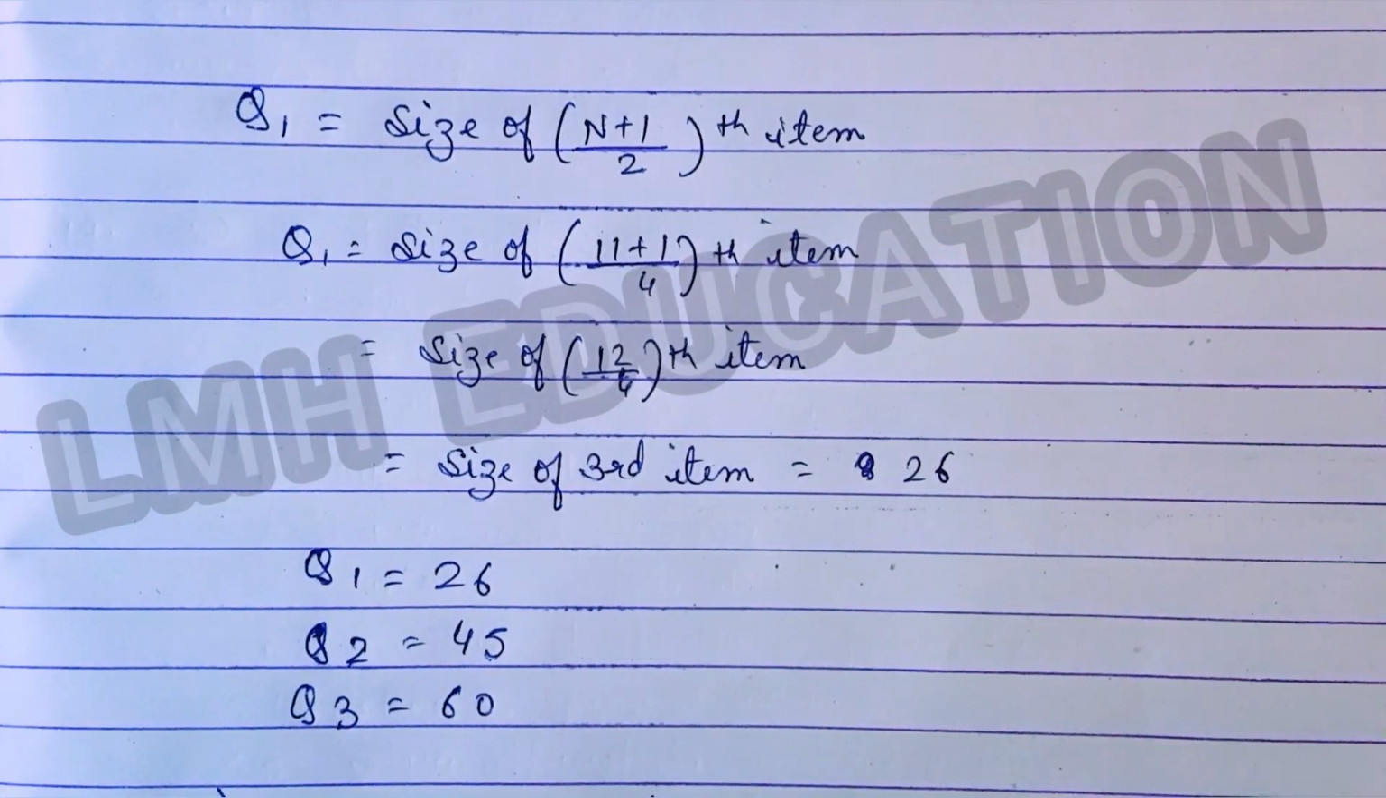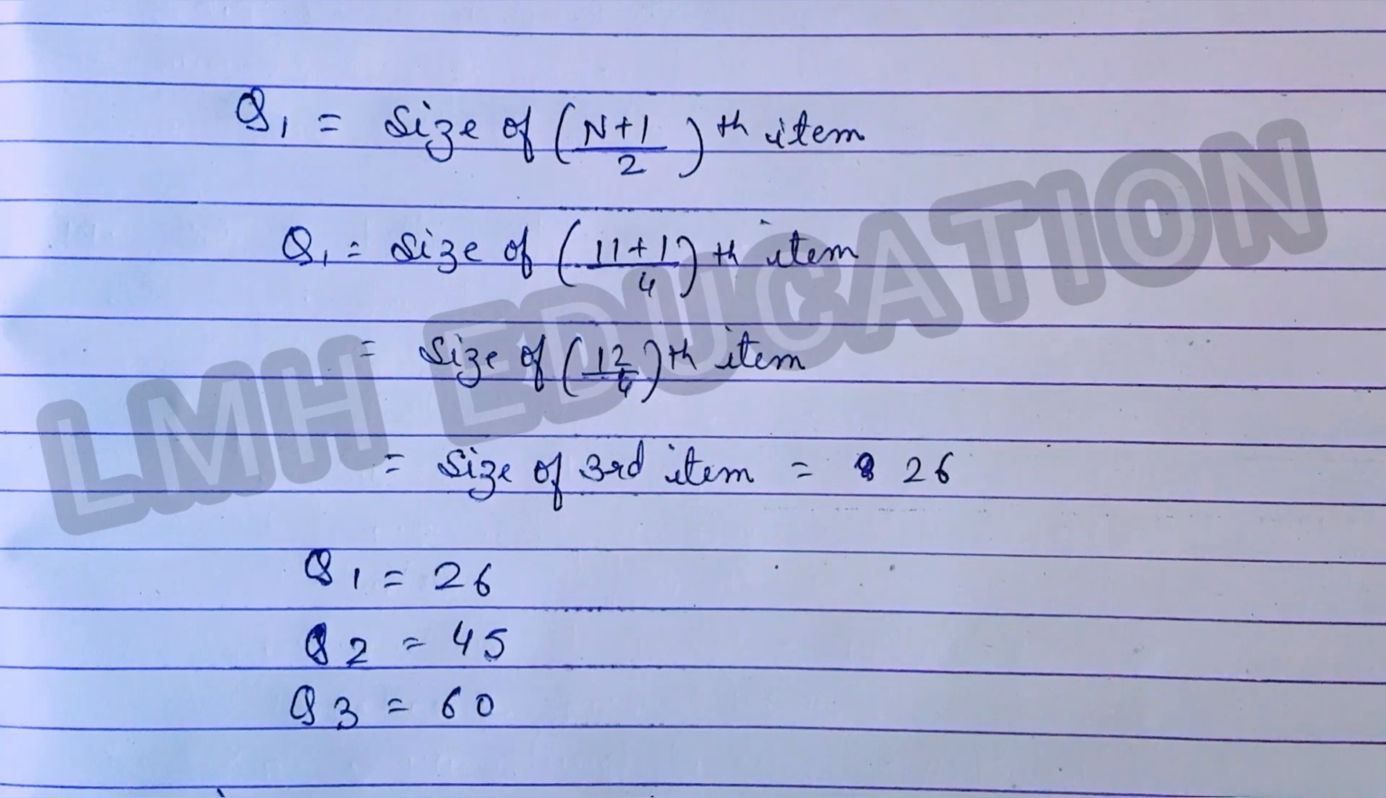So now you have to find first of all Q1. The formula of Q1 is size of (n plus 1) by 4 item. You have to write size of (11 plus 1) by 4, where 11 is the total number of data provided. Then 12 by 4, which is the size of the third item, 26. In this way we have found Q1. Q1 is 26. Accordingly Q2 is 45 and Q3 is 60.